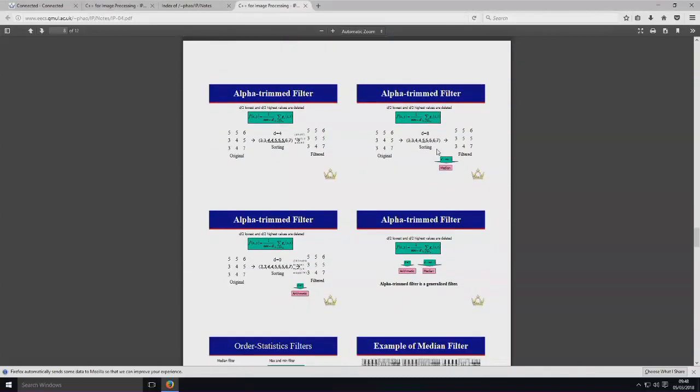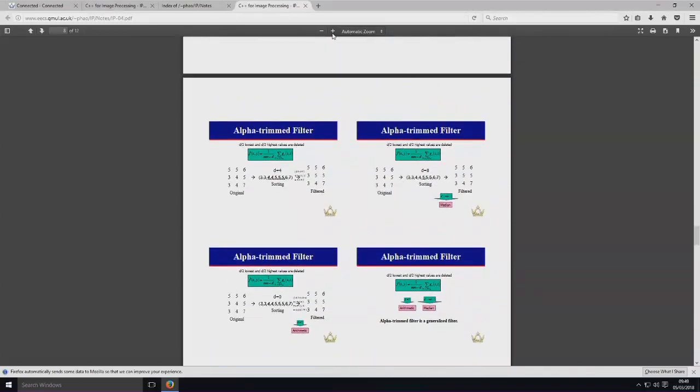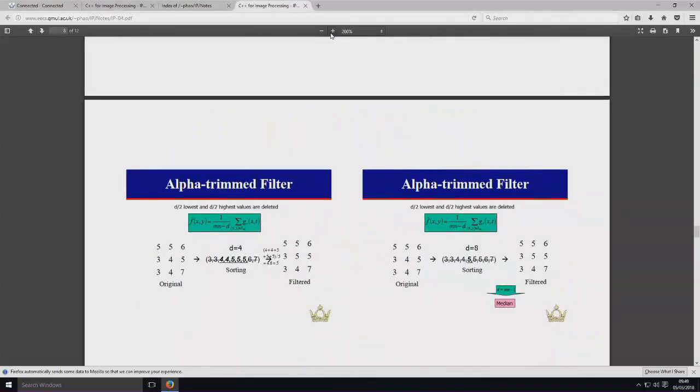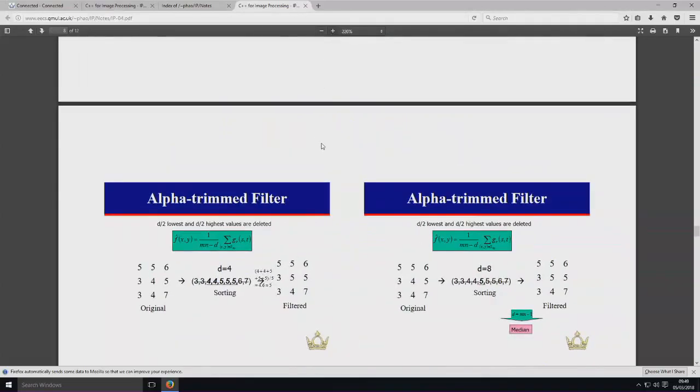Okay, alpha trim filter. After sorting, we remove some lowest values and highest values. For this, we remove two values at each end, so d is equal to 4. If d is 4, we remove two values for the lowest, two values for the highest, and just leave the values in the middle, and then find the mean of the middle values. This is for arbitrary d. So d will always have to be less than the number of pixel values that you can have.